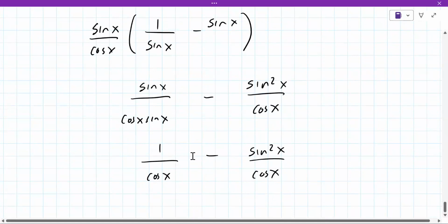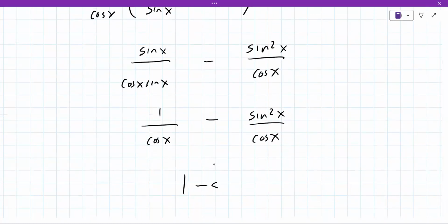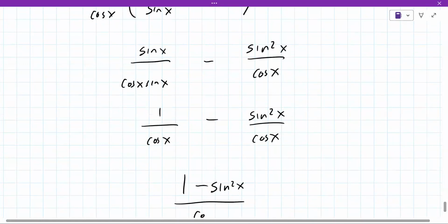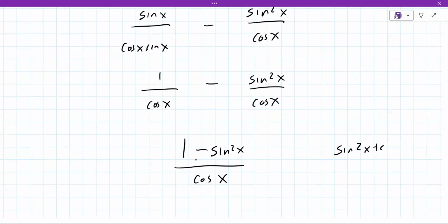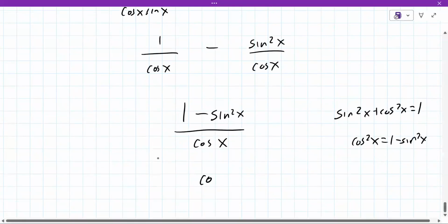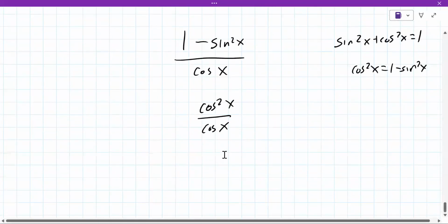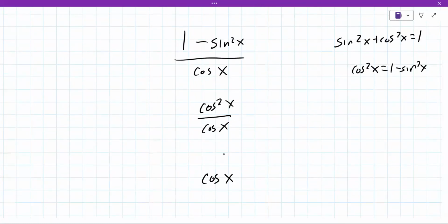So that means you can combine the tops. So it becomes 1 minus sine squared x over cosine x. And when you see a sine squared or cosine squared, you should always think identity. It's the same one we used before: sine squared x plus cosine squared x equals 1. Cosine squared x equals 1 minus sine squared x. Over cosine x, and then they do cancel. So you end up getting just cosine x out of all that. Cool.